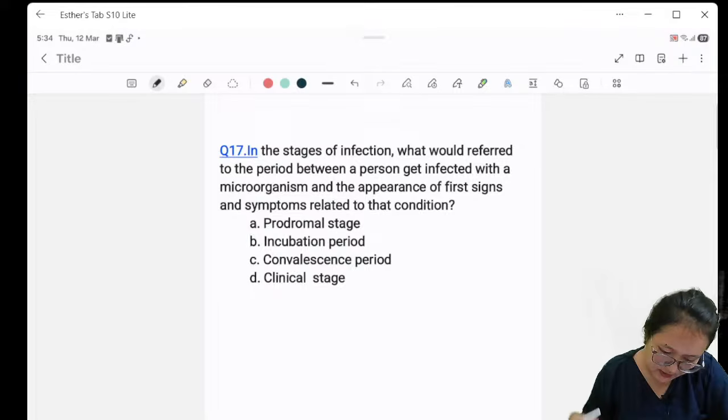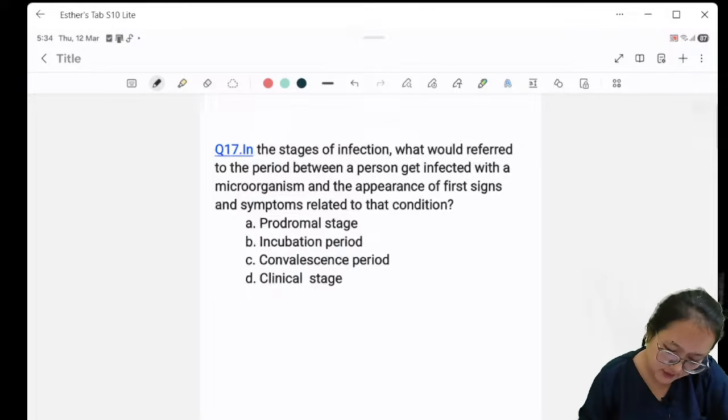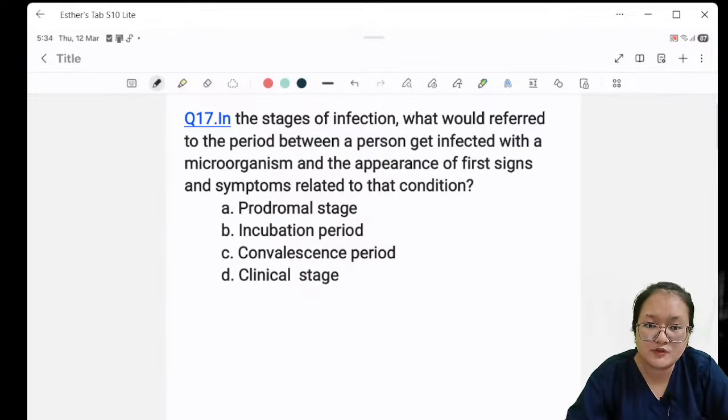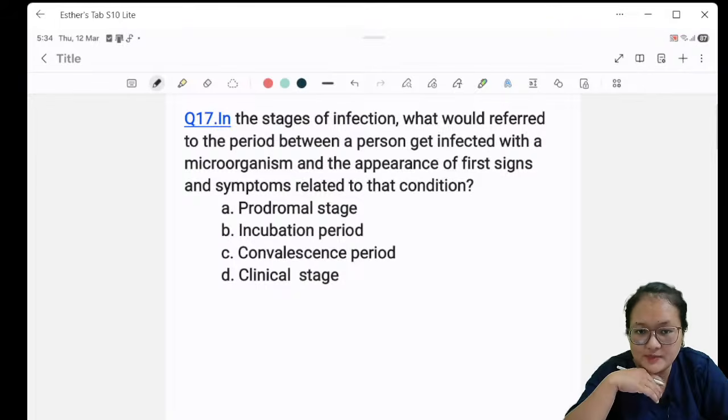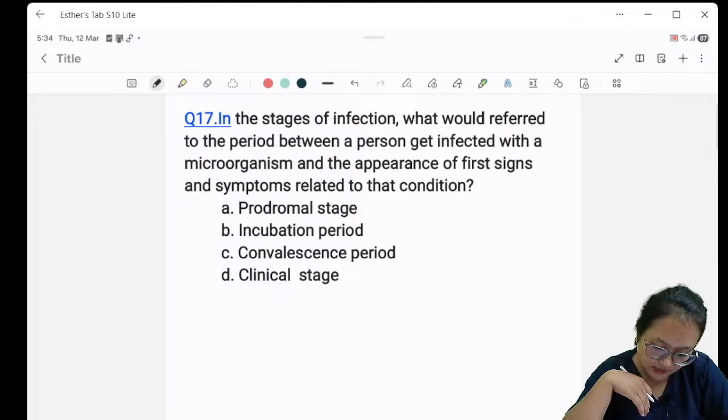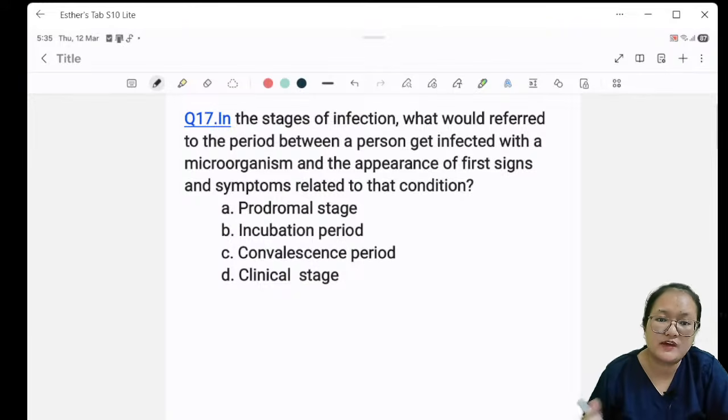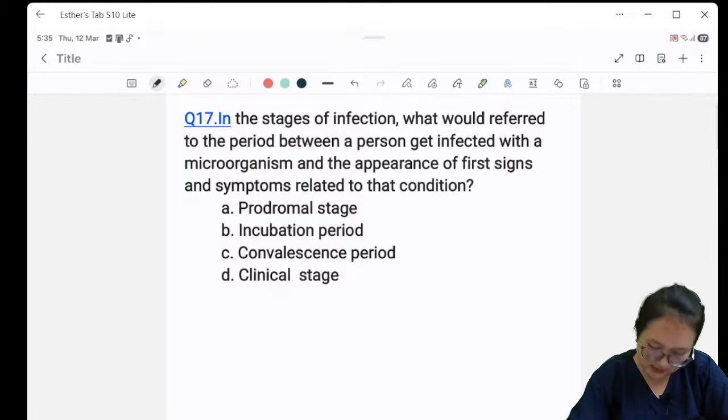Going to the next question: in the stages of infection, what refers to the period between a person getting infected with a microorganism and the appearance of the first sign and symptom related to that condition? We have A, prodromal stage; B, incubation period; C, convalescence period; D, clinical stage. Which is the right answer?